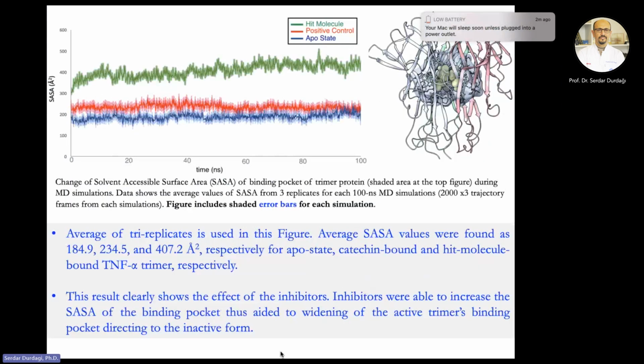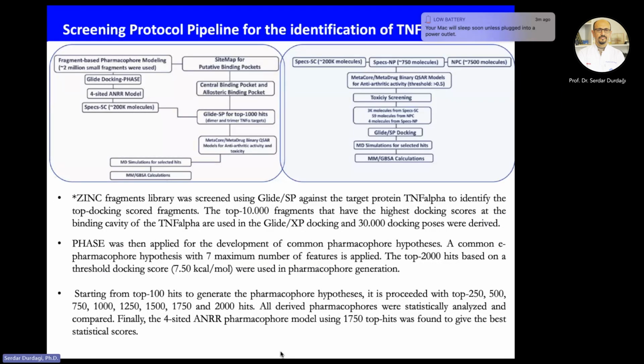This is the solvent accessible surface area of the positive control, and this is our hit molecule. As you can see, when we put our hit molecule, the area becomes larger. So this means that it actually disrupted the binding cavity. There's lots more work, but I don't want to bore you too much. If you have any questions.